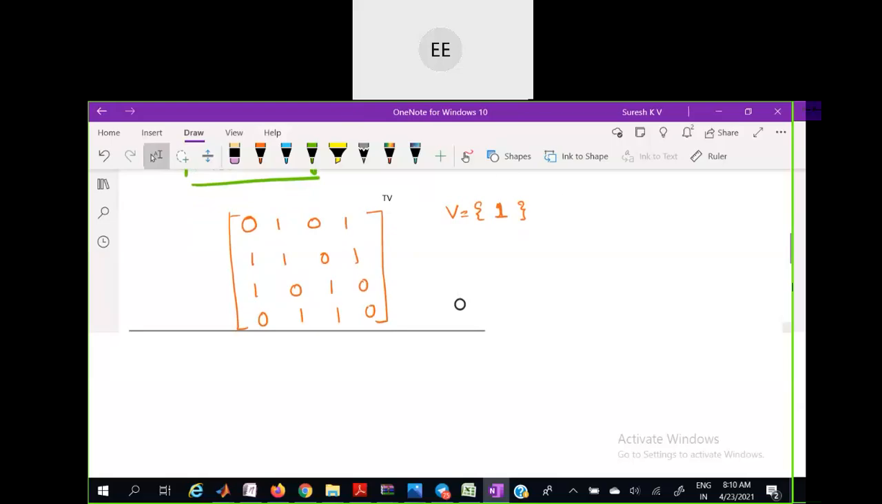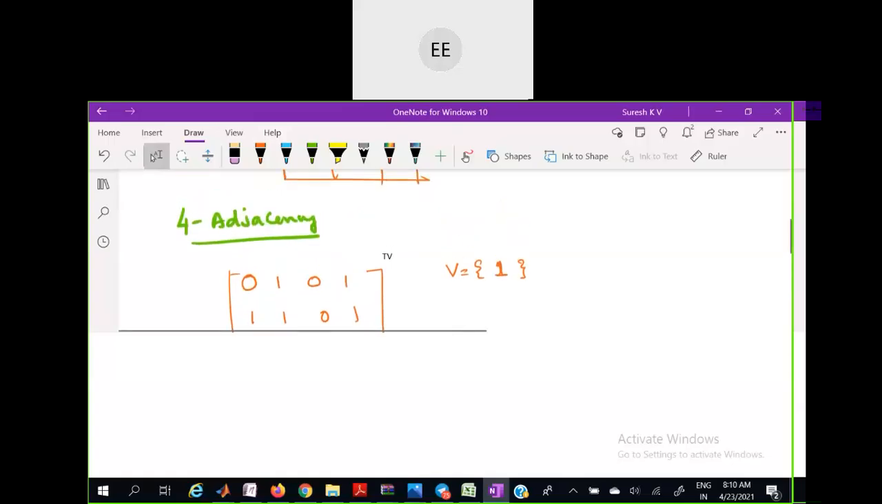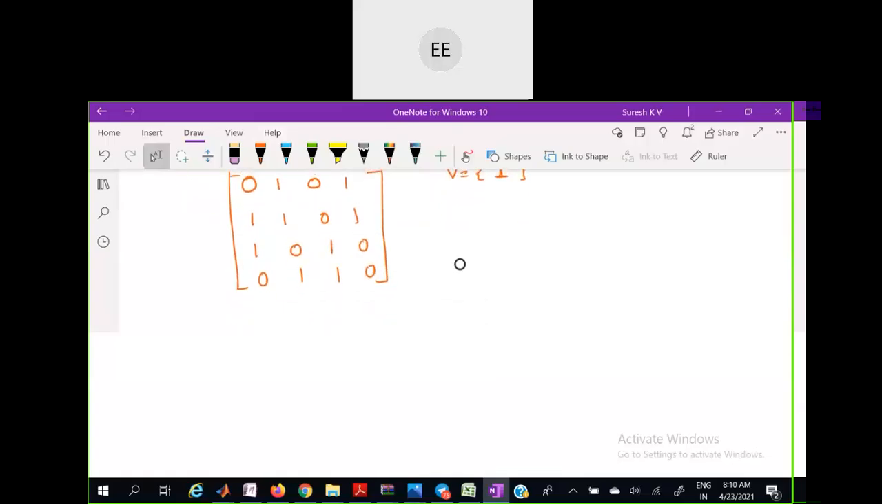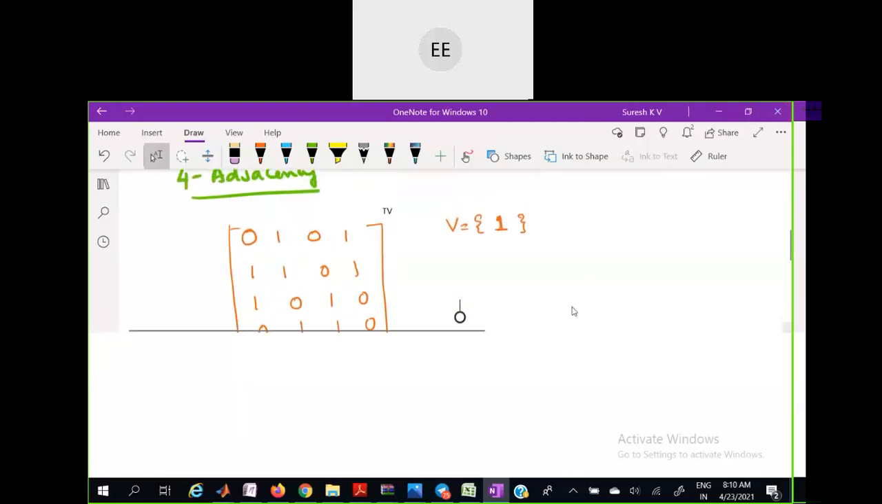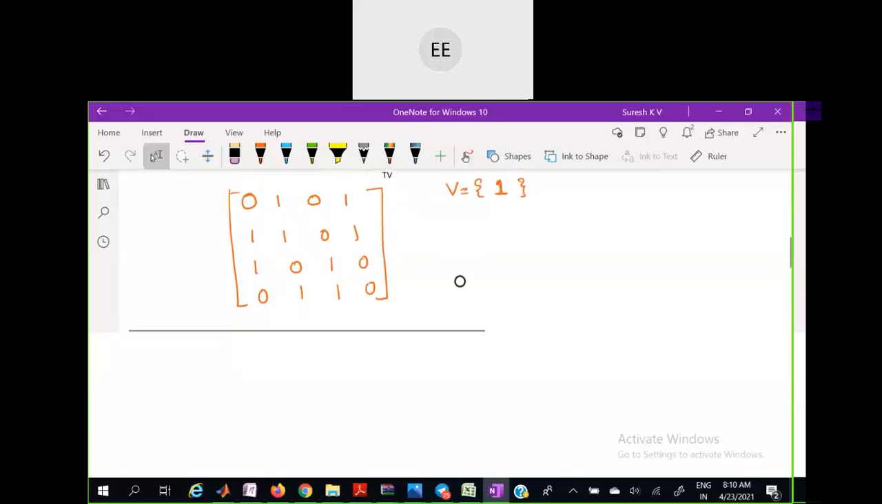Is the screen visible? Yes, sir. Okay. So the two conditions it has to satisfy, there is some problem here. Let me solve that first. What I am writing here, is it visible? This part is visible. Yes, sir. Okay.